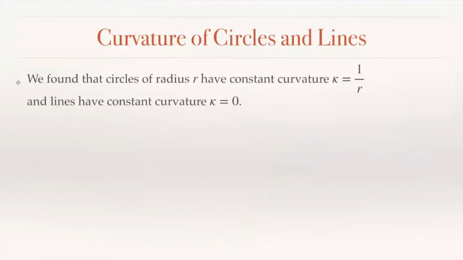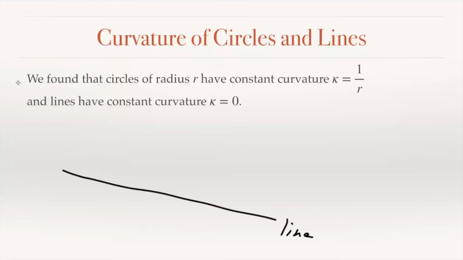So we have found that circles of radius r have a constant curvature of kappa equals 1 over r, and lines have a constant curvature of kappa equals 0. But how does this jibe with our understanding of the curvature being 1 over the radius of the circle that rests snugly against the curve?